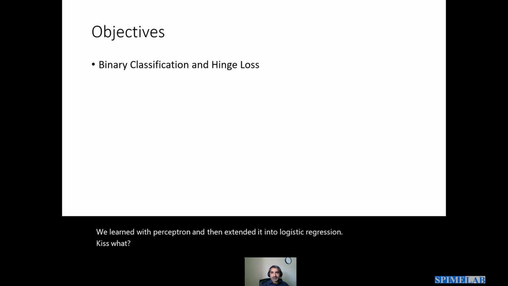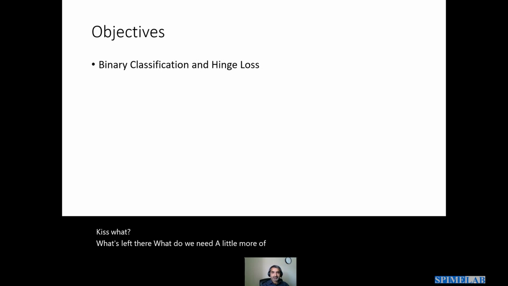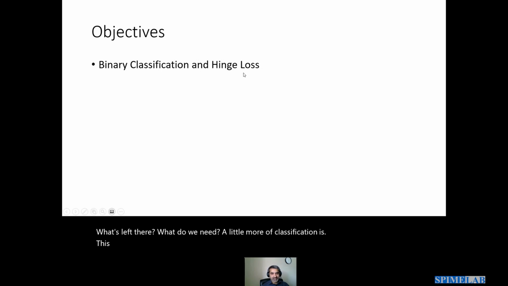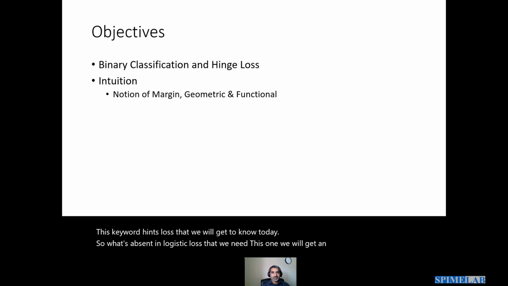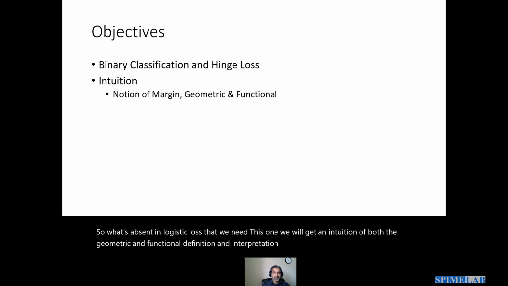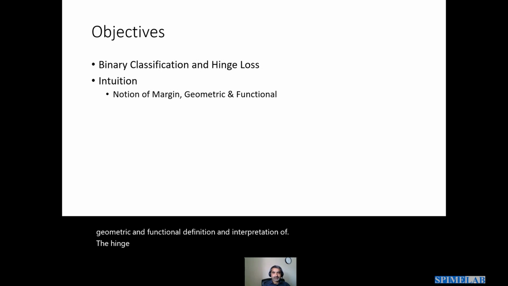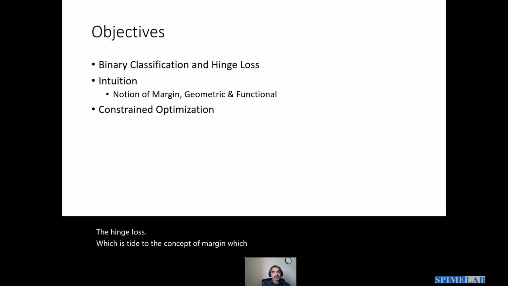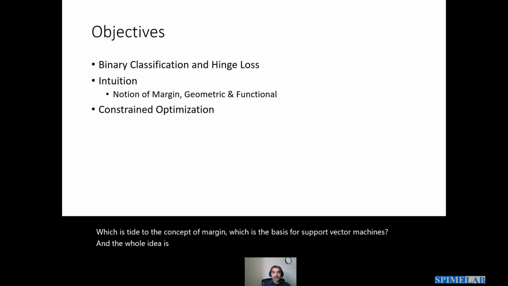What's left there, what do we need a little more of in classification, is this keyword hinge loss that we will get to know today. So what's absent in logistic loss that we need this one? We will get an intuition of both the geometric and functional definition and interpretation of the hinge loss, which is tied to the concept of margin, which is the basis for support vector machines. And the whole idea is based on constrained optimization.